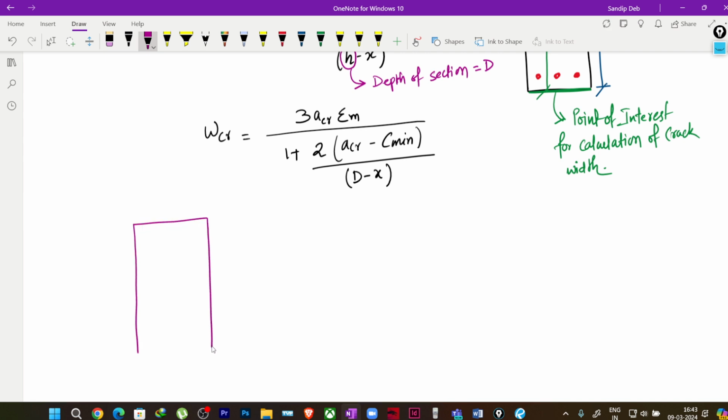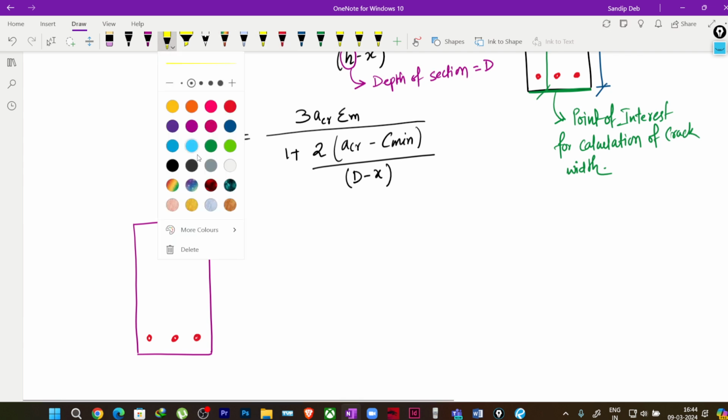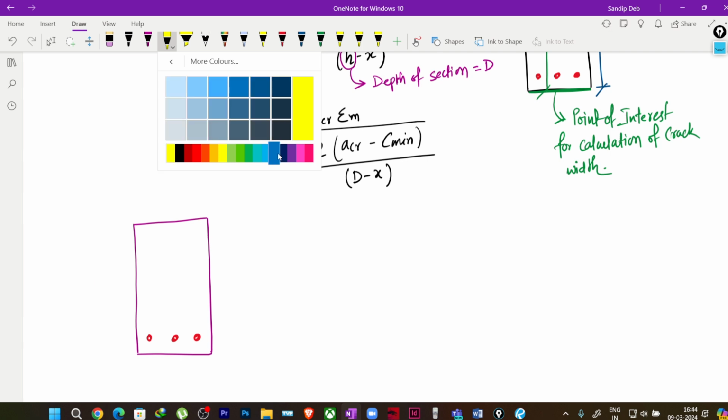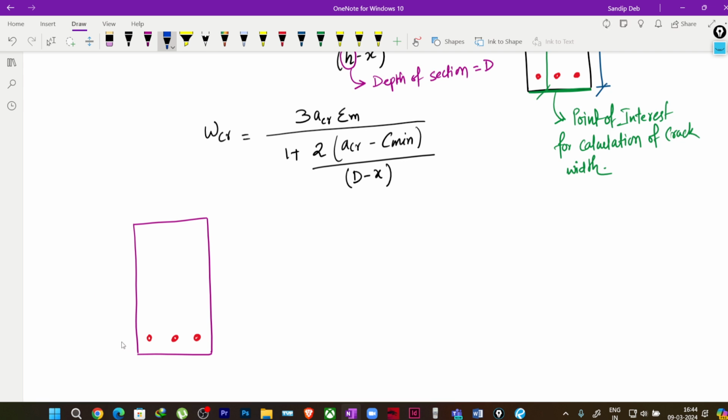This is my section, subjected to bending. This is my reinforcement. Okay, this is my reinforcement. So now if I just change the color to, suppose, blue. Okay, so this is my centroidal axis for the group of bars that we have provided. Correct. Okay, so this depth is nothing but my effective depth d.